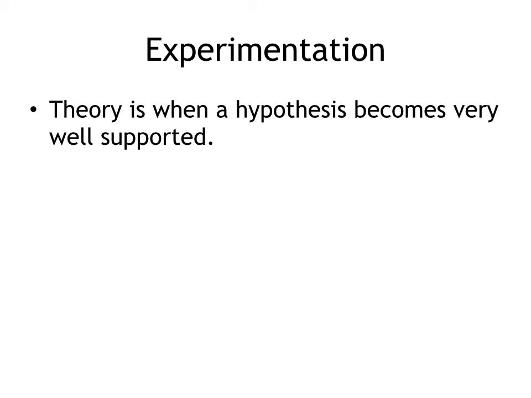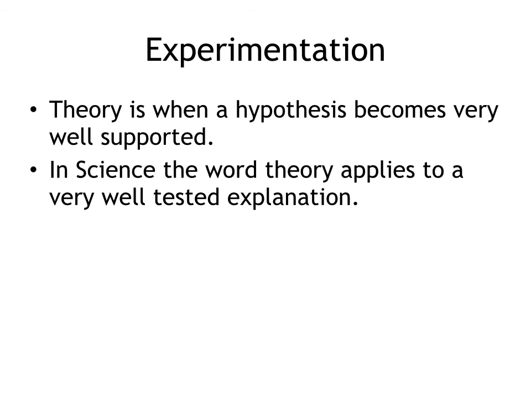When a hypothesis becomes very well supported, all right, we have a lot of support, that becomes a theory. So a theory applies to a very well-tested explanation of how something occurs. So the theory of evolution explains how life evolved on Earth.